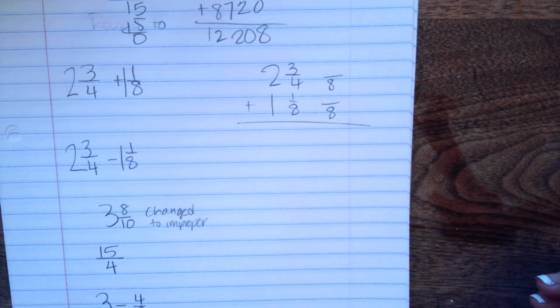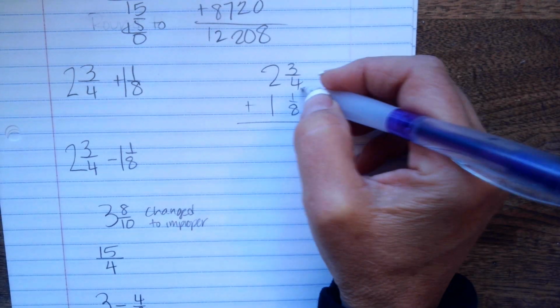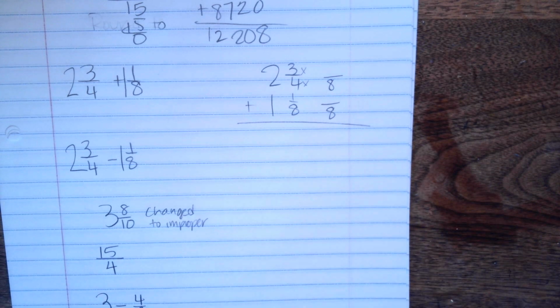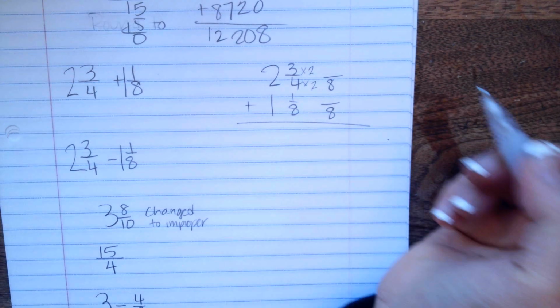But in math, I can't just change a 4 to an 8. So how do I do that? I multiply it by something. And what do I multiply a 4 by to get it to an 8? I multiply it by 2. Anything I do to the denominator, I do to the numerator.